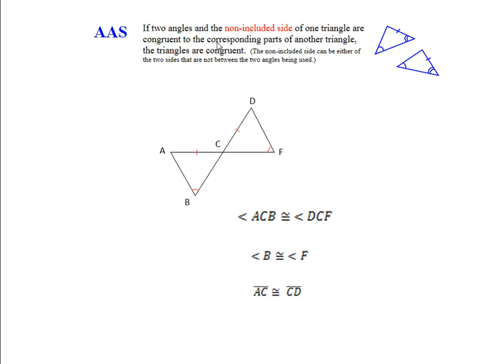And notice my ordering here. The side is not in between those 2 angles that are congruent. It goes side, side, angle, angle, or angle, angle, side. And so my triangle congruency statement is triangle ABC is congruent to triangle DFC.